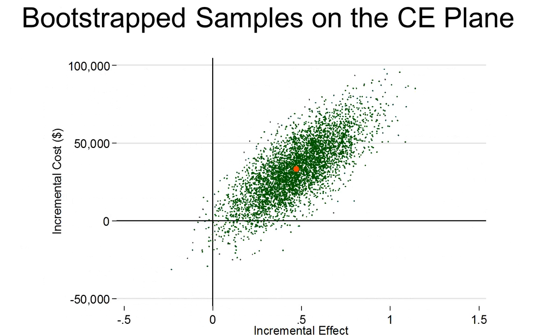Going back to our graphic representation, the red dot here represents our mean costs and mean effects, and each very small green dot here represents one bootstrapped sample of our estimated mean cost and mean effects. You can see I've produced 5,000 samples here on this plane. Most of these are in the northeast quadrant, but there are some down here in the southeast quadrant, some in the northwest, and very few in the southwest quadrant.